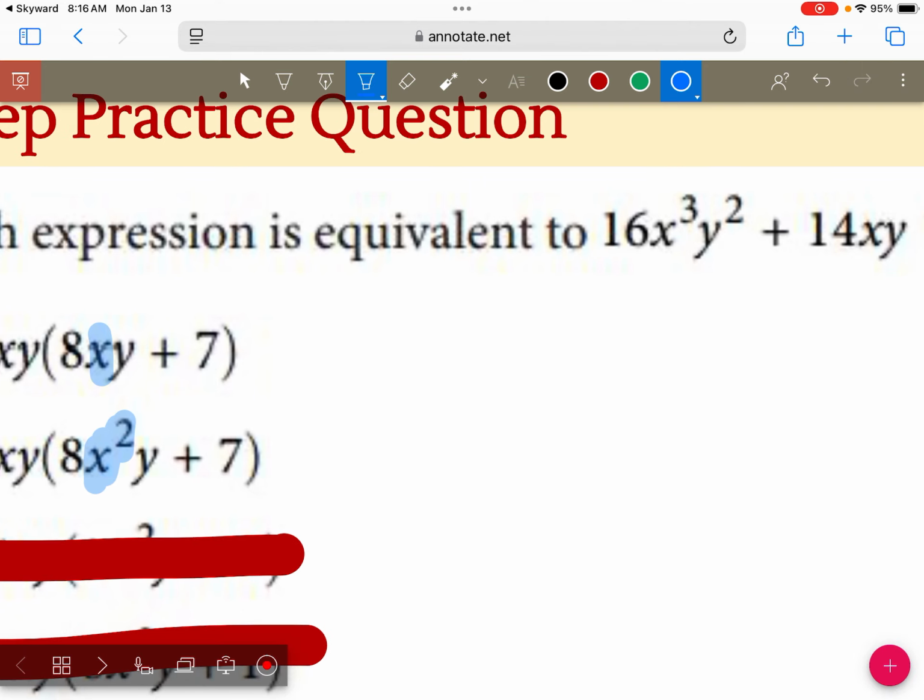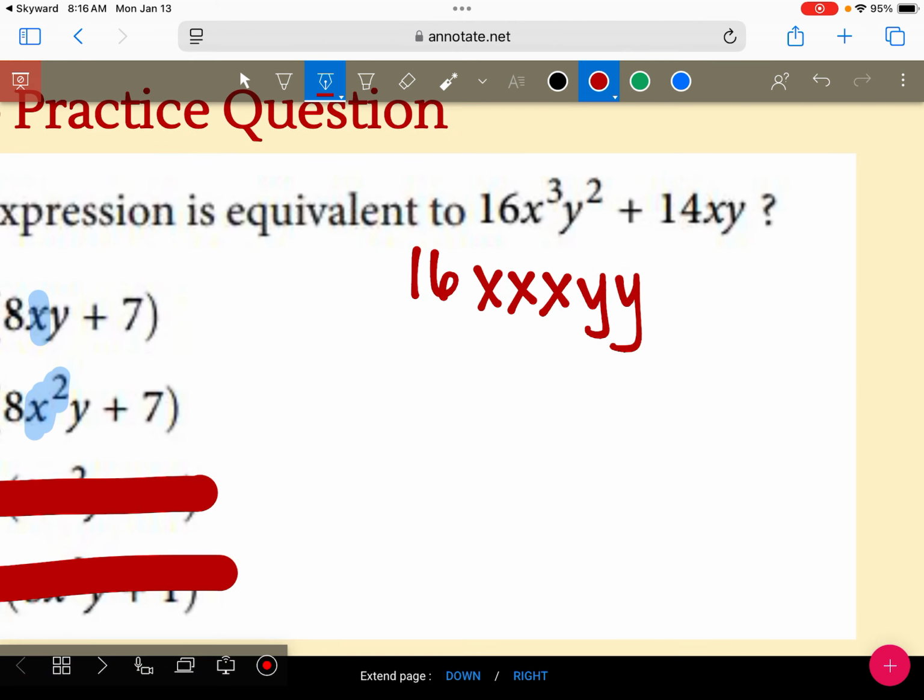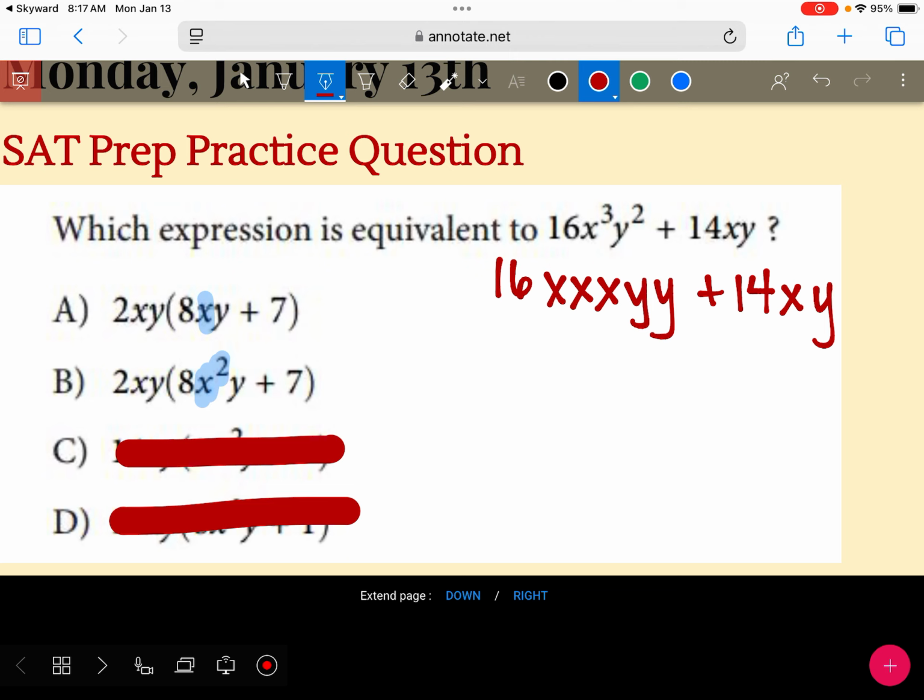So for this first one, there's a 16, and then there's 3x's and 2 y's, and then we have a 14, 1x, and 1 y. So do they both have 2 x's? Yes or no? No. This second term only has 1x, and you can't take away what it doesn't have. So the only GCF we would have would be 1x, because they both have at least 1x, and they both have the 1y. So which one would you choose, A or B? A. Good job.